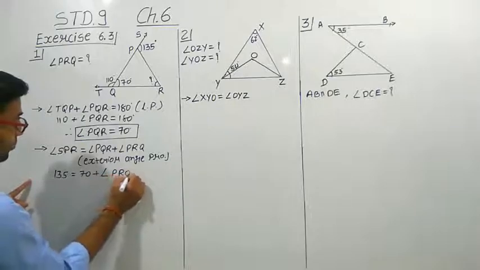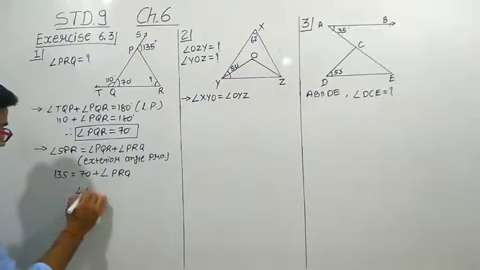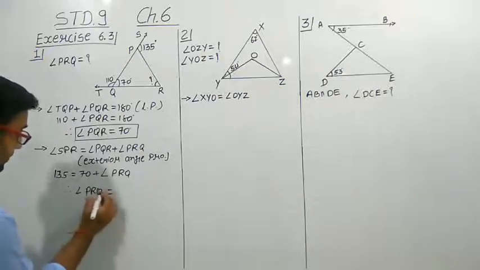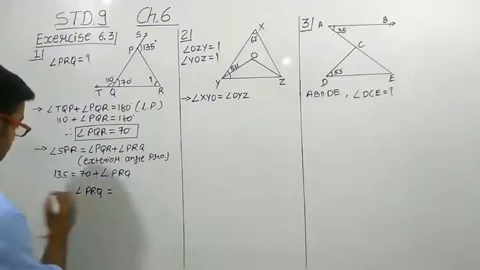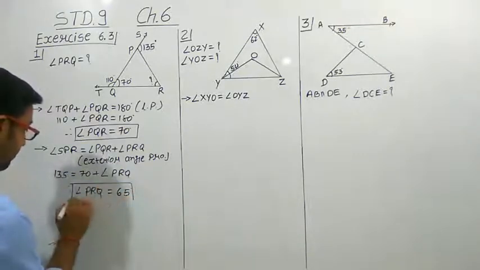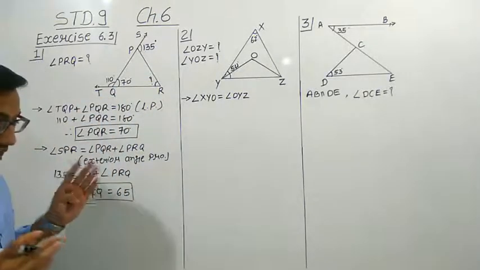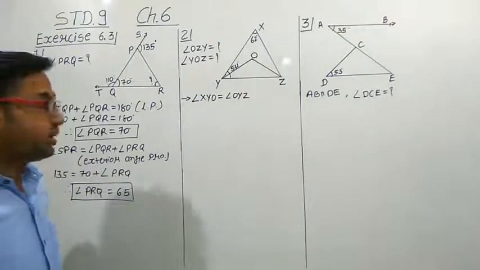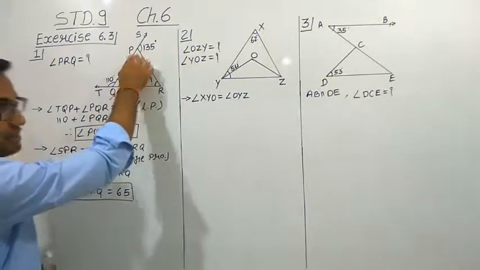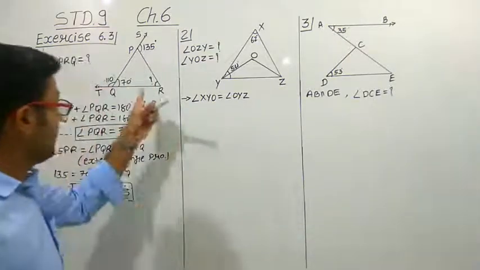When we take this 70 to the left-hand side, we get angle PRQ equals 135 minus 70, and that gives 65 degrees. So this is the value of angle PRQ. You can also apply the angle sum property of the triangle, as I stated earlier. As we have found this interior angle, you can also find the other interior angle, and then by applying the angle sum property, you can find this angle.